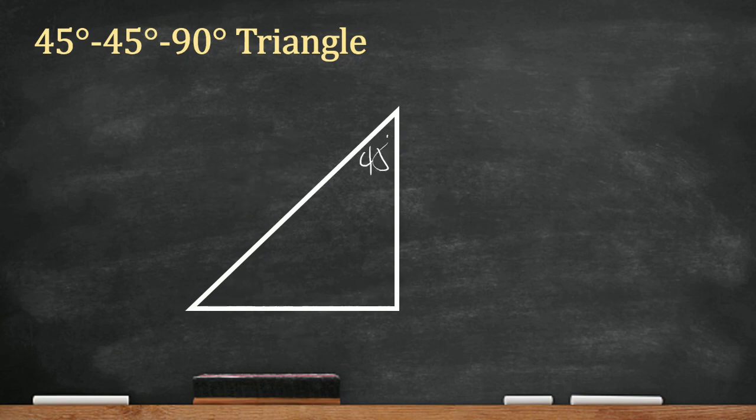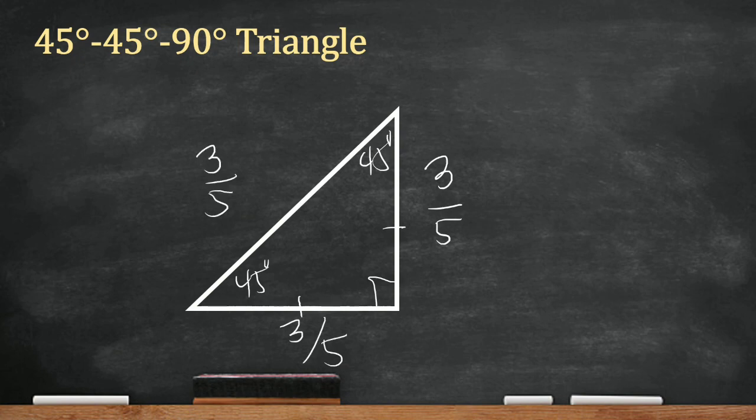So this is a 45, 45, 90 triangle. So assuming this is 3 over 5, or 3/5. So therefore, since they are equal, this is also 3/5, and then just copy 3/5 and multiply by square root of 2. Or you can say this is 3 square root of 2 all over 5. So that's the measurement of the longest side or the hypotenuse.